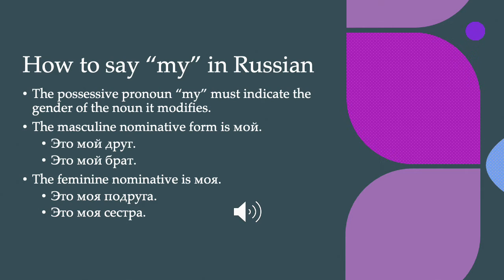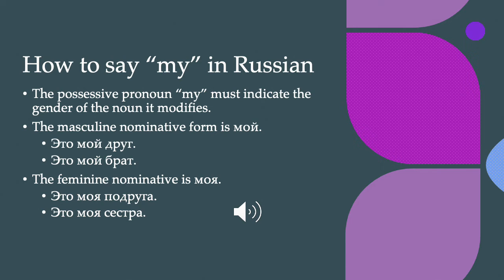If we have the word brat, brother, which is also grammatically masculine, once again, we're going to say, это мой брат. This is my brother. So drug and brat are masculine, and so we're going to use the masculine form of my. We're going to say moj. Moj drug, moj brat.